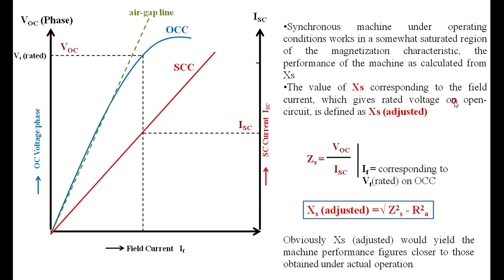The performance of the machine as calculated from XS adjusted yields accurate results. Therefore, it is written here: obviously, XS adjusted would yield machine performance figures closer to those obtained under actual operating conditions. If you use the unsaturated region reactance, you do not get accurate results. However, in all the calculations you use XS adjusted.